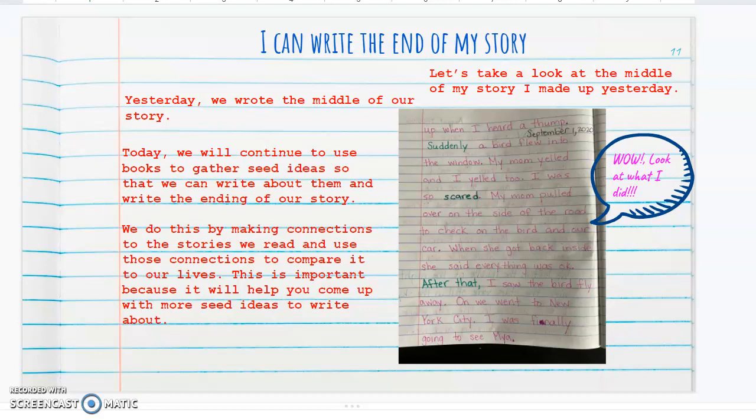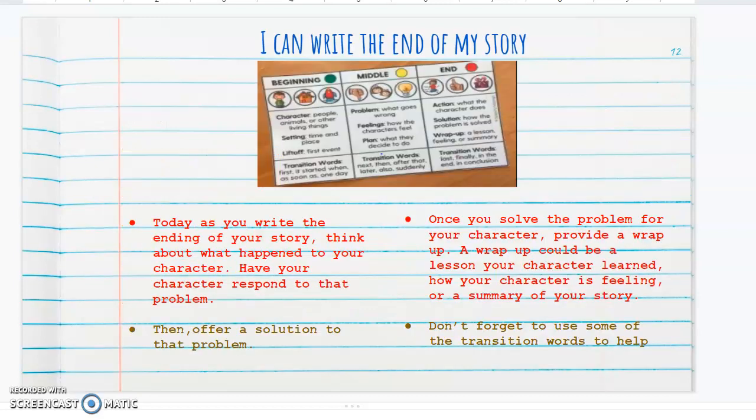Yesterday we talked about how to put feeling and how to add the middle of our writing story. We talked about who, what, when, where, why, and how within our story. So today what we're going to do is write the ending of our story.